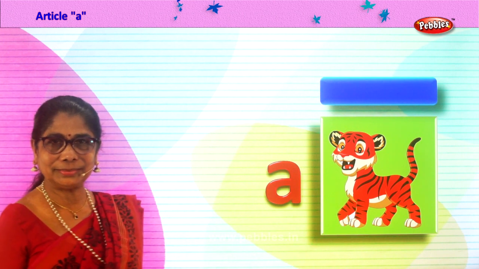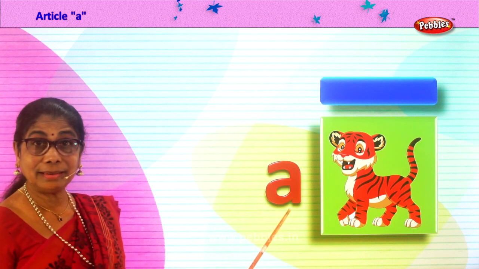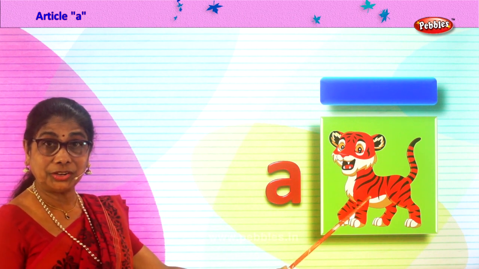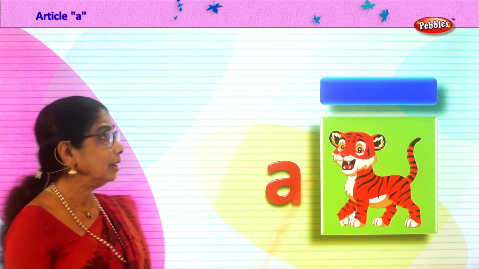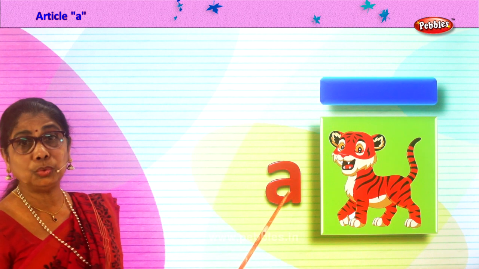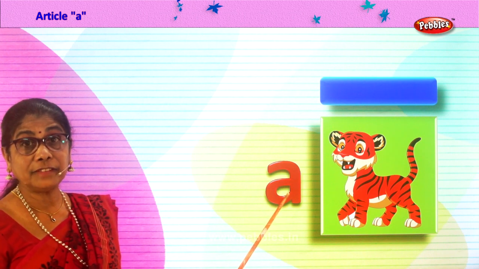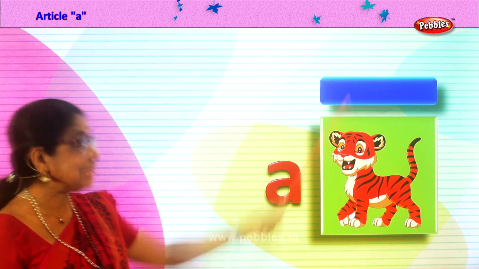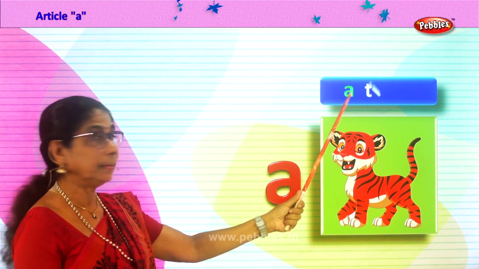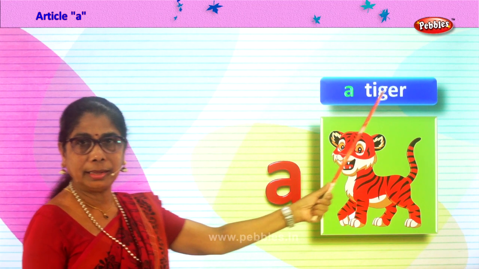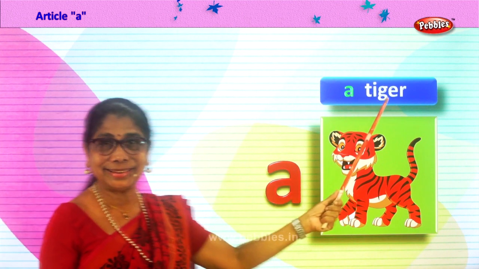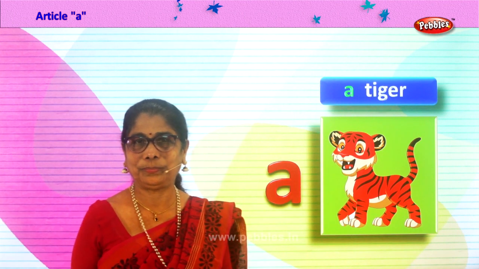What do you see here? What letter is this? Letter A. Article A. Tiger. A tiger. Read. A tiger. Article A is used in front of a consonant. Tiger begins with letter T. So, a tiger. T-I-G-E-R. Tiger. A tiger. Good.